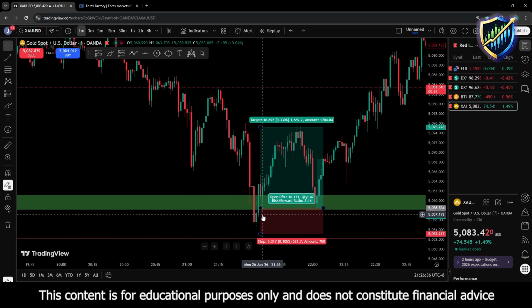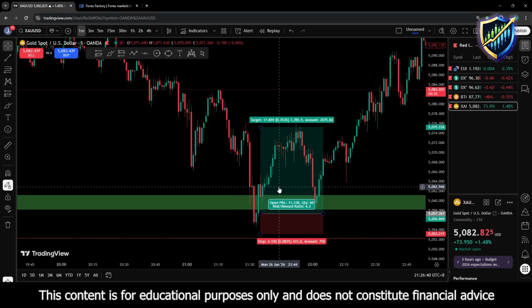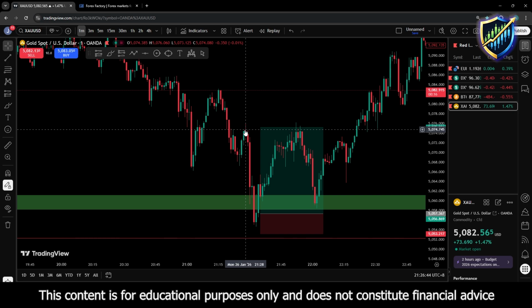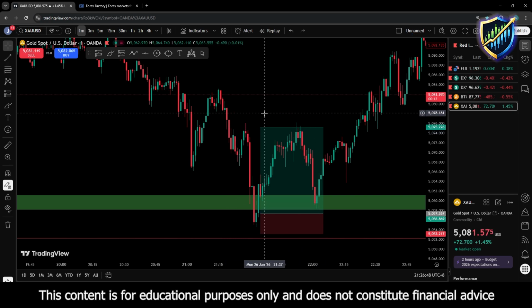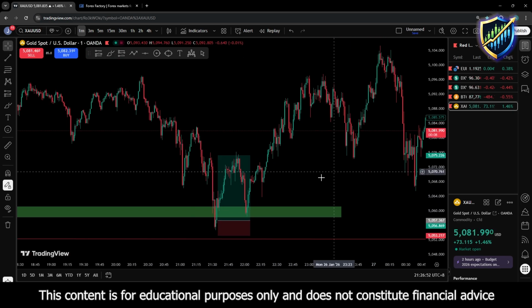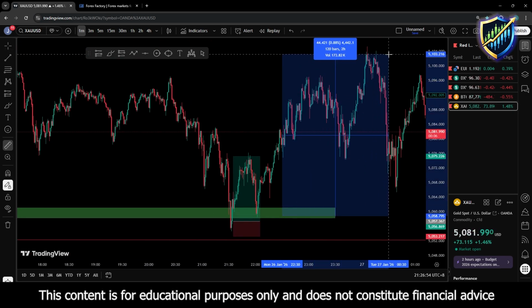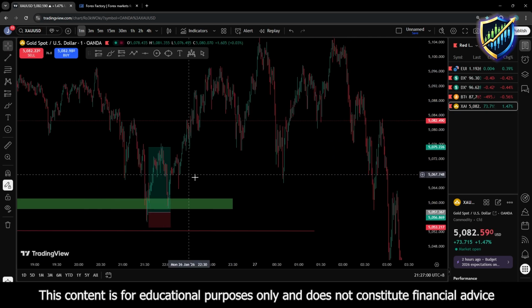My original order was something like this with a 40 pip SL, and I marked the target at the last support in the market, which was an easy 180 pips. Then it retested my zone, and after that it rallied towards maybe 400 to 500 pips, but I didn't trade that because I was already done for the day.